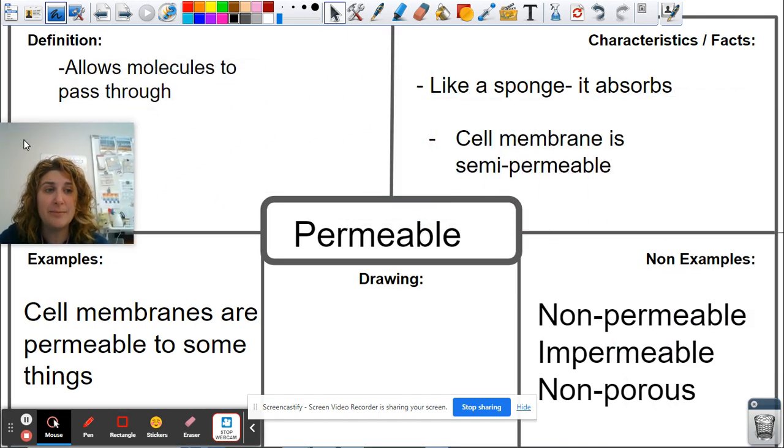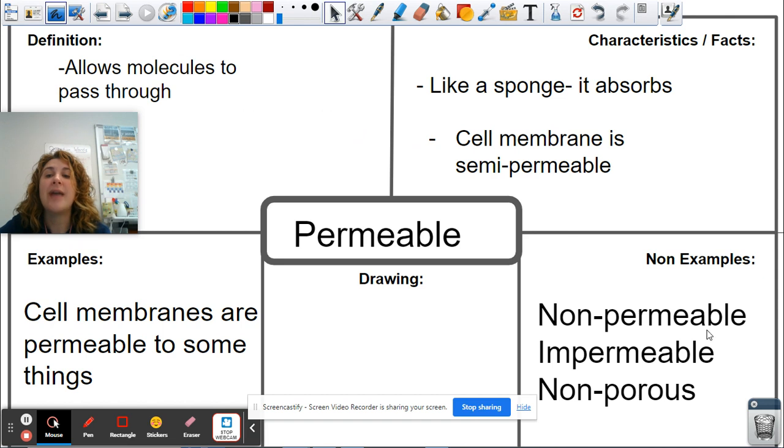Non-examples, these are the antonyms for the word. So non-permeable, impermeable. You're probably going to see impermeable a lot more. So when we're talking about cell membranes, you'll see things like this: the cell membrane is permeable to water, but impermeable to salt. And you have to, in your head, know that means water can get in, permeable. Salt cannot get in, impermeable. Non-porous, nothing gets absorbed, gets through. Porous and permeable aren't synonyms, but they're similar to each other.